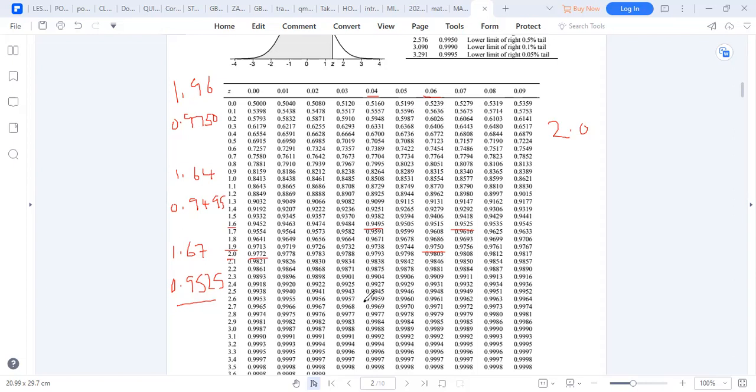So can somebody tell me what is the Z for this one, 0.9959? What is Z for 0.9959? Lisa? Just add this figure and the figure on top. 2.64. 2.64, exactly. All right.